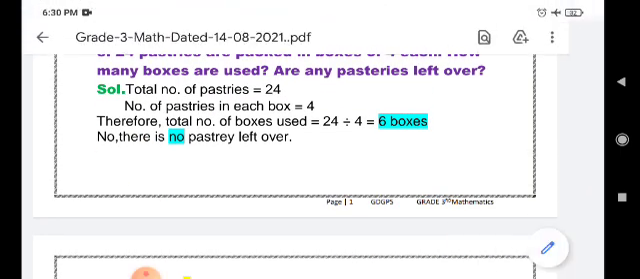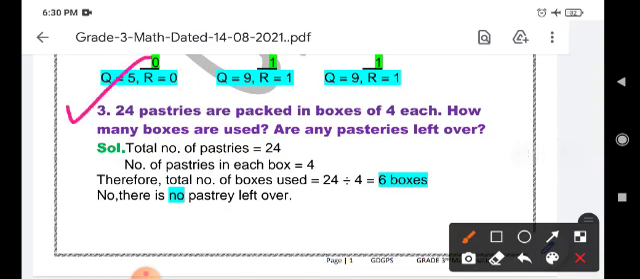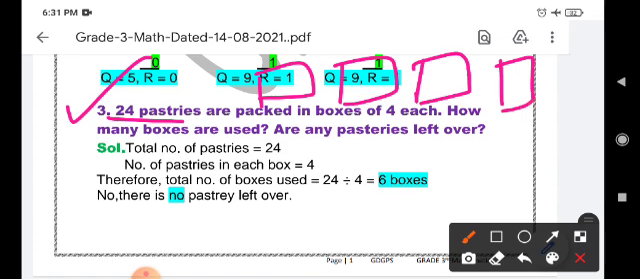Now there is a word problem. Question number 3. 24 pastries are packed in boxes of 4. How many boxes are used? Are any pastries left over? That means, can we divide 24 pastries equally in the boxes of 4? Let us see. What is the total number of pastries we are having? 24. What is the number of pastries in each box? That is 4.